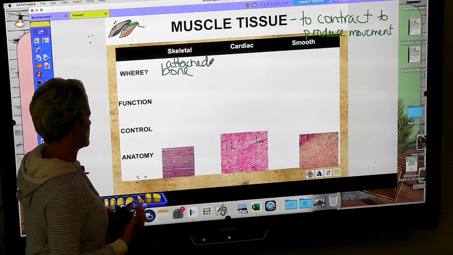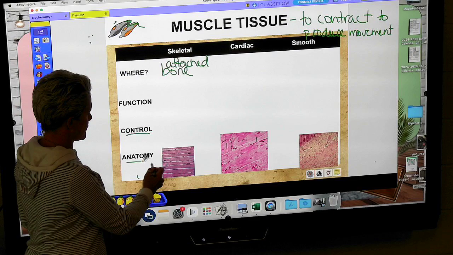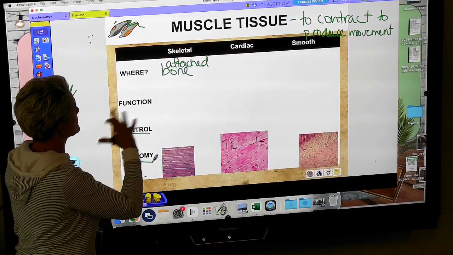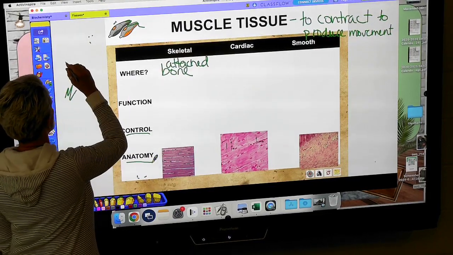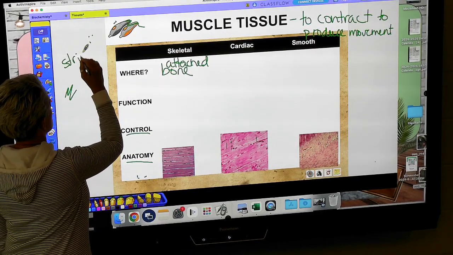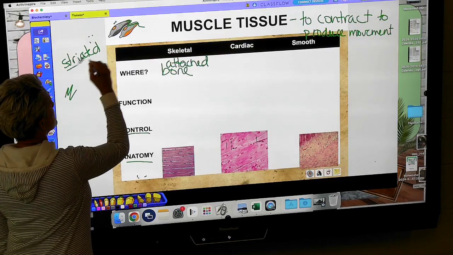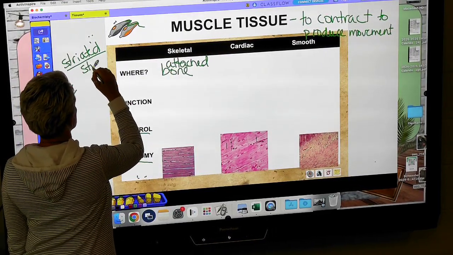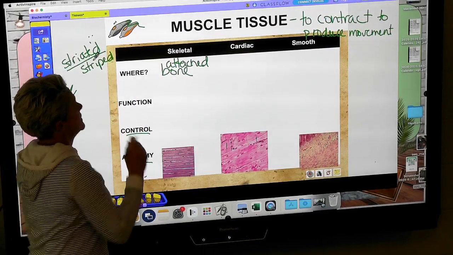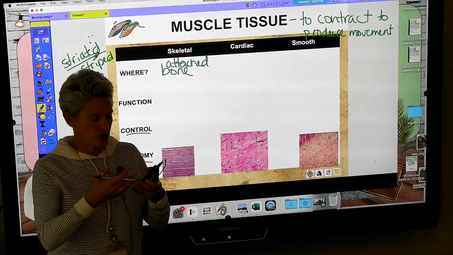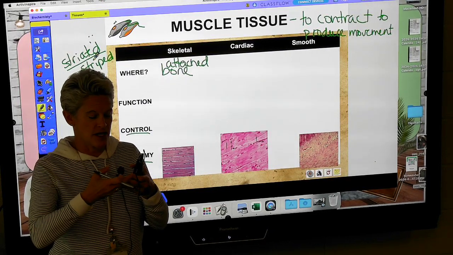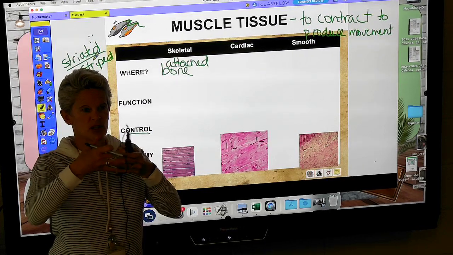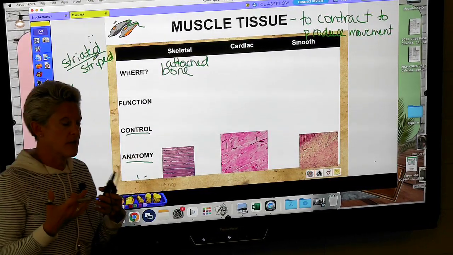And we're going to use some terms here for control and for anatomy, and we're going to use them for each one. And so I'm going to write the words up here first. So those words are what they look like. Some of them are striated. And what this means is striped. So striations are due to the muscle fibers, the protein fibers that are in the muscle. And it depends on how they're lined up, whether or not you will see them looking striped under the microscope, all right, when we look at them.